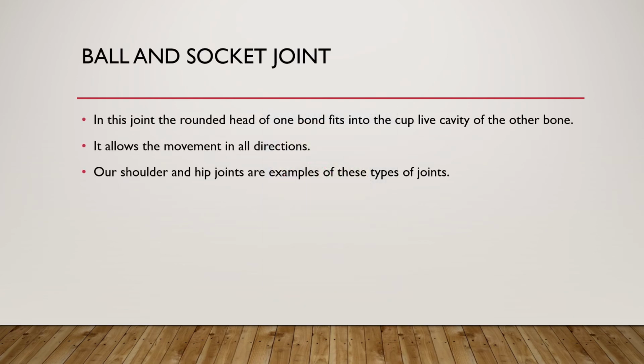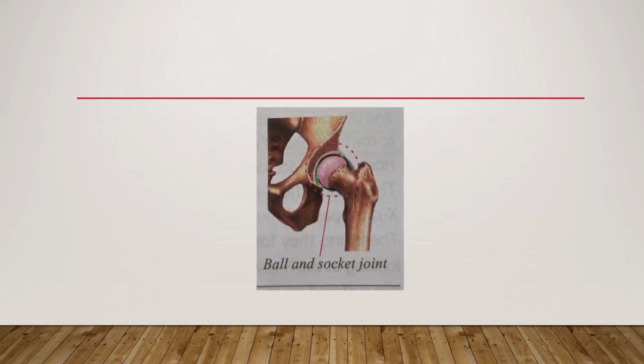Then comes the ball and socket joint. Now in this joint, what happens? The rounded head of one bone fits into the cup-like cavity of another bone. That is why the name ball and socket joint is given to this joint. And this is the only joint which allows movement in all directions. It is present in our shoulder and hip. At our shoulder and our hip, we can move them in any direction because of the presence of the ball and socket joint. Here you can see the rounded end of one bone fits into the hollow cavity of another bone. So that is why the name ball and socket has been given.